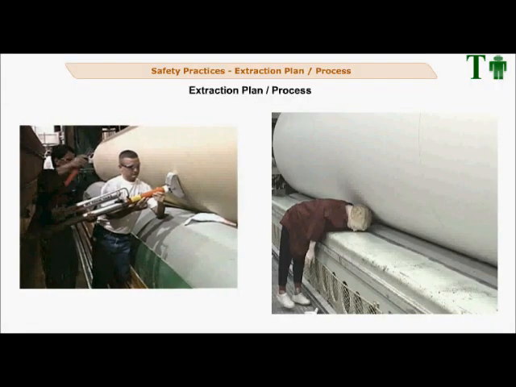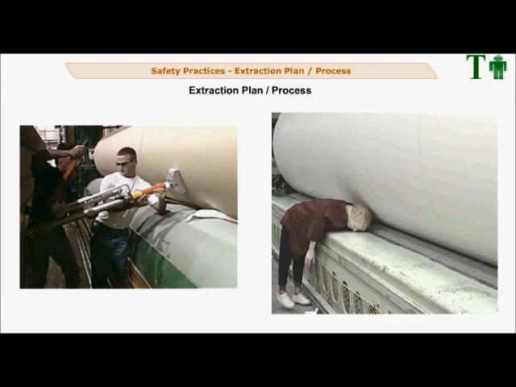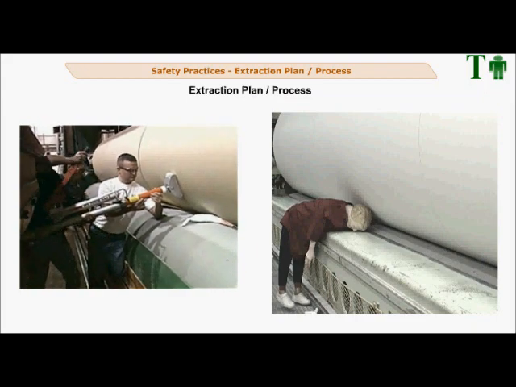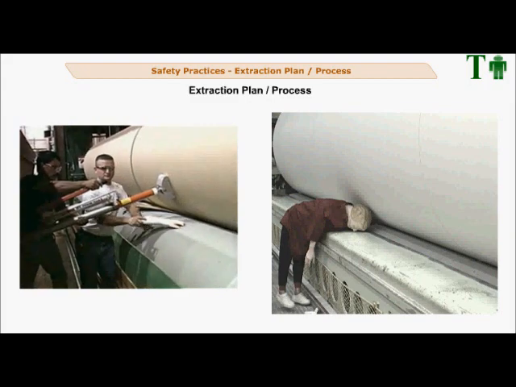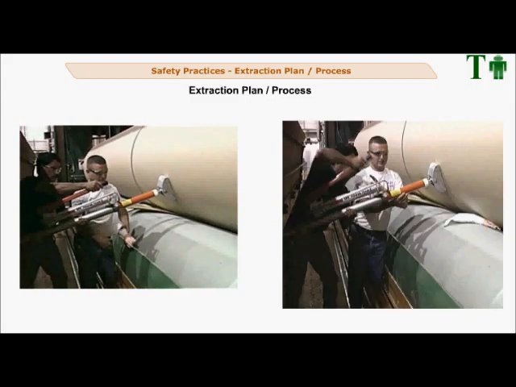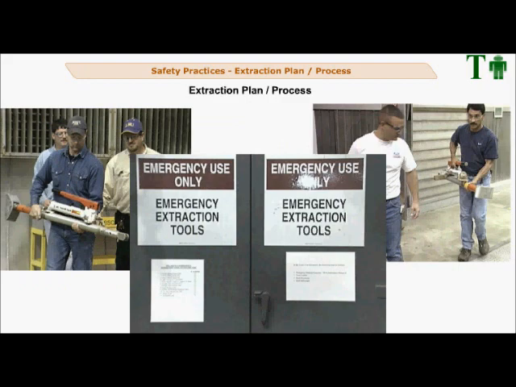Extraction plan process. In the event of an emergency, all winder operators should know how to activate the emergency response process for their mill. Each mill should have a plan in place to quickly respond to a person being caught in the nip at the front drum. There shall be a process and tools available to safely remove someone without hurting them worse and without hurting others.